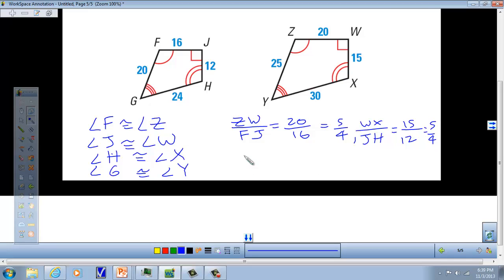We've got YX over HG, which gives us 30 over 24. If we divide both of those by 6, we get 5 over 4. And then ZY over FG. That gives us 25 over 20. Dividing both of those by 5, we get 5 over 4. So because of all of this, and because of the congruent angles, we know that the figures are similar.